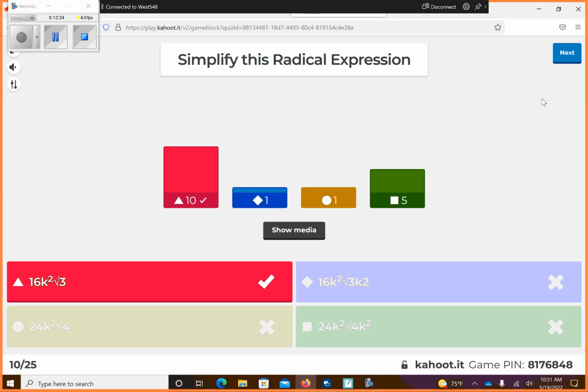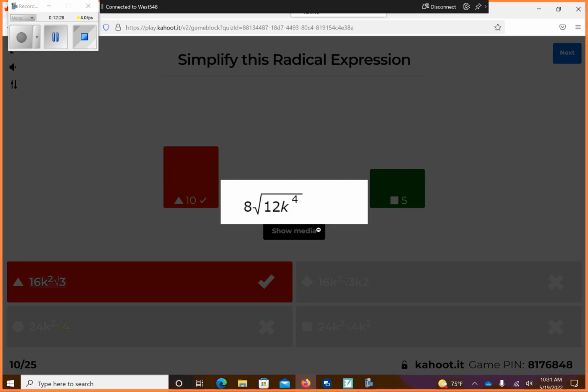Oh, wow. Majority of you got that right. Let's just make sure we know how to do it. So break 12 up to 4 and 3. Square root of 4 is 2. 2 times 8 is 16. And then square root of k to the 4th is k to the 2nd. So 16k to the 2nd. Root 3 is left behind.